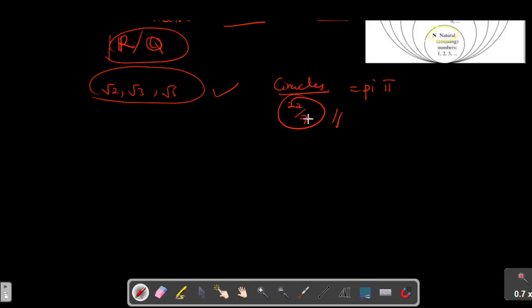Now, we also have some few things we can talk about. And the last infamous irrational number is what we call e.